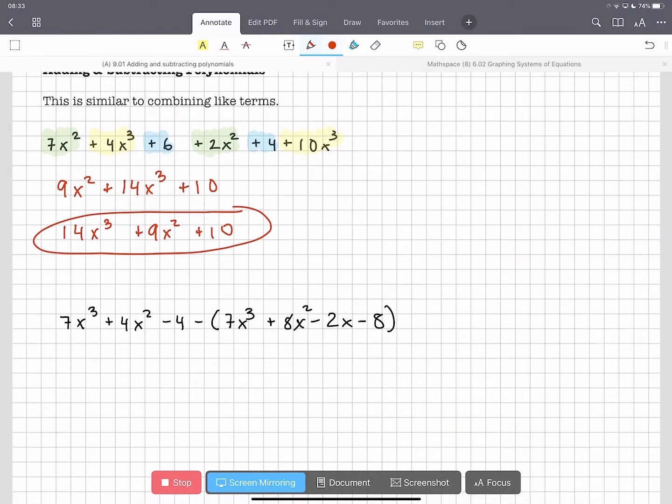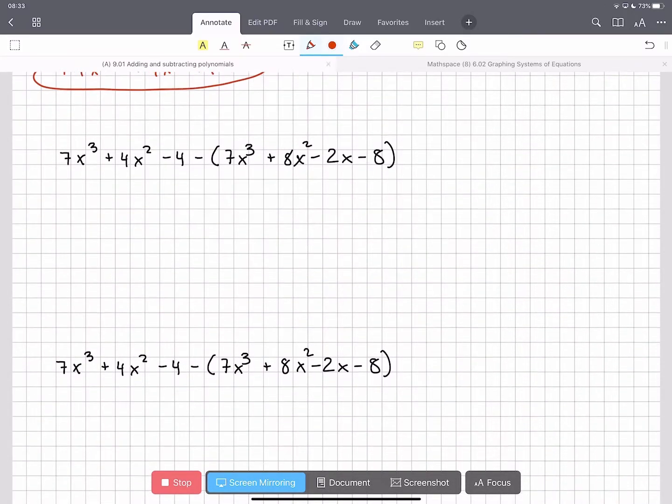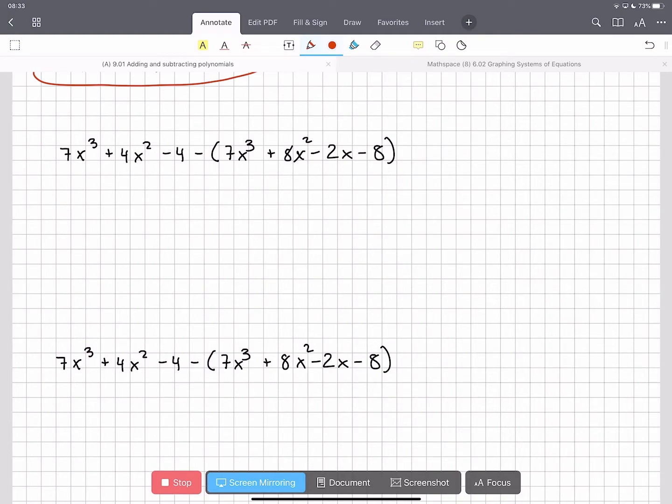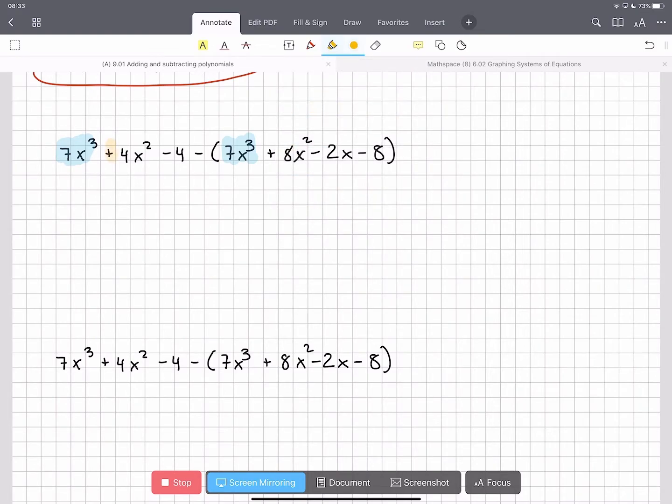Okay, let's try the second problem, which is subtraction. And in this one I'm going to show you how to do it my preferred way, which is to work vertically by stacking them. But the first thing I'm going to do is identify the like terms. So I've got 7x cubed, 7x cubed. I have a positive 4x squared, and I have a positive 8x squared.